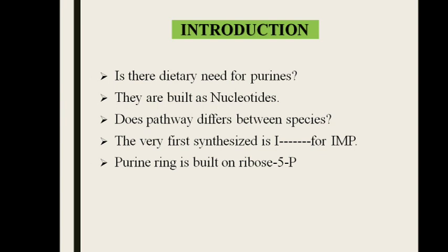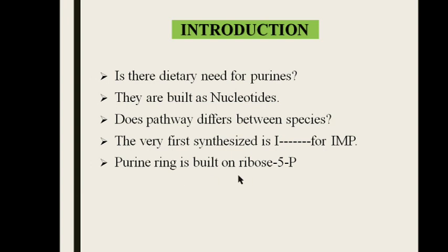Does the pathway differ between the species? Various species are synthesizing nucleic acids and nucleotides. Is there any difference among the different species? Absolutely no, because all the enzymes that are synthesizing the purine and pyrimidine nucleotides are the same in all kinds of species. The very first synthesized purine nucleotide is IMP. Purine is built on ribose 5-phosphate.